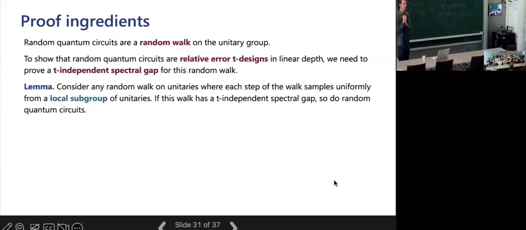So why is this useful? It tells you that instead of having to prove the t-independent spectral gap for the specific random quantum circuit distribution, you can now engineer some walk that has more useful properties in your proof. As long as it has this local subgroup structure, you're fine. All you need to do is prove a gap for that one.